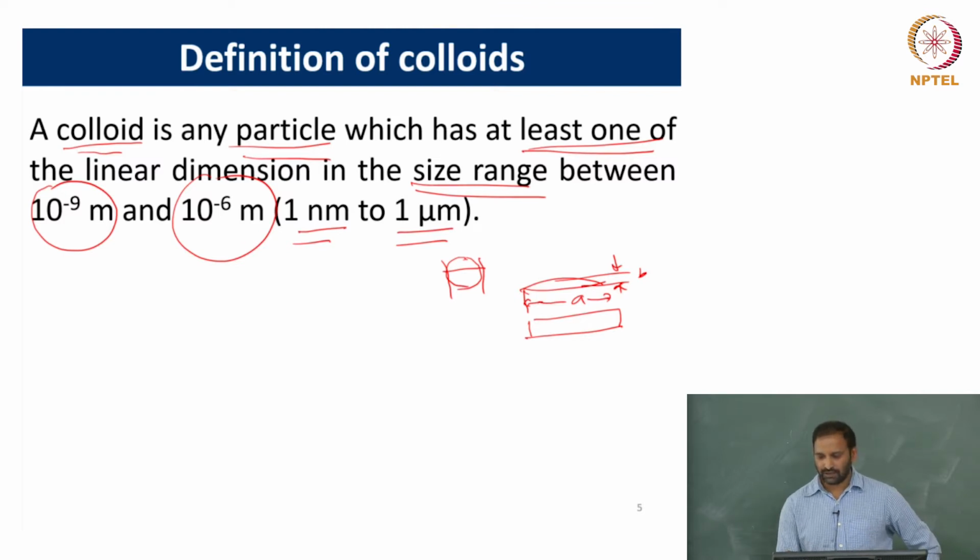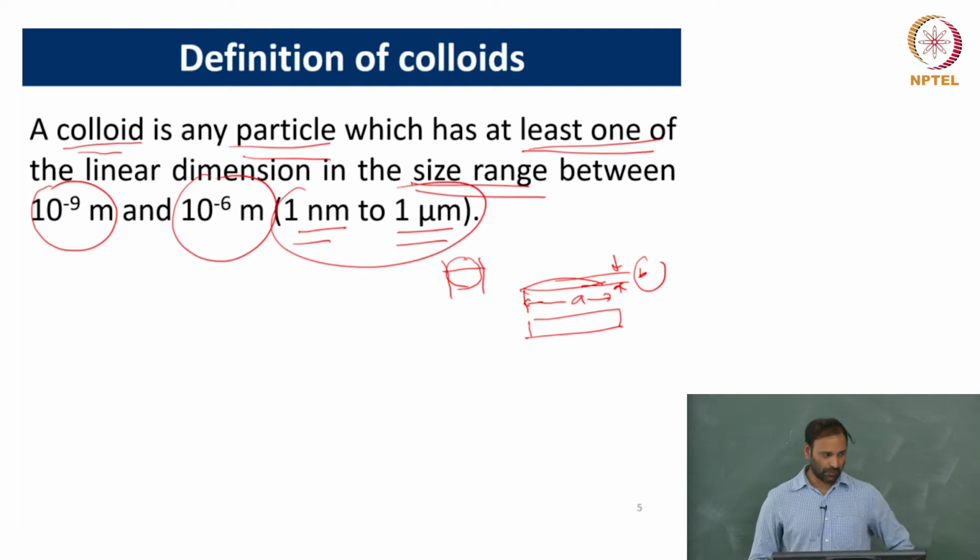So therefore in such a case, if one of them, in this case B, is smaller, as long as B is in the size range from 1 nanometer to 1 micrometer, that is still called a colloidal dispersion. So as long as one of the linear dimensions of the particle that you are dealing with is in this size range, that is what is called a colloidal dispersion. Okay.